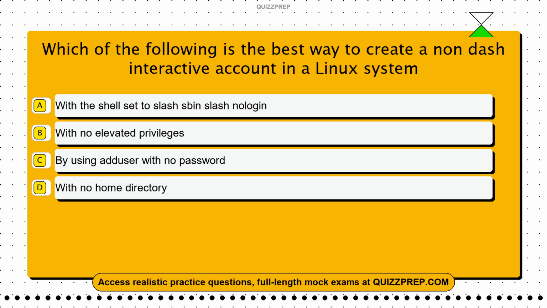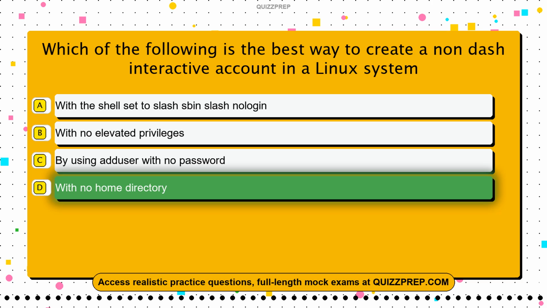Question 137. Which of the following is the best way to create a non-interactive account in a Linux system? Option A. With the shell set to /bin/nologin. Option B. With no elevated privileges. Option C. By using a user with no password. Option D. With no home directory.